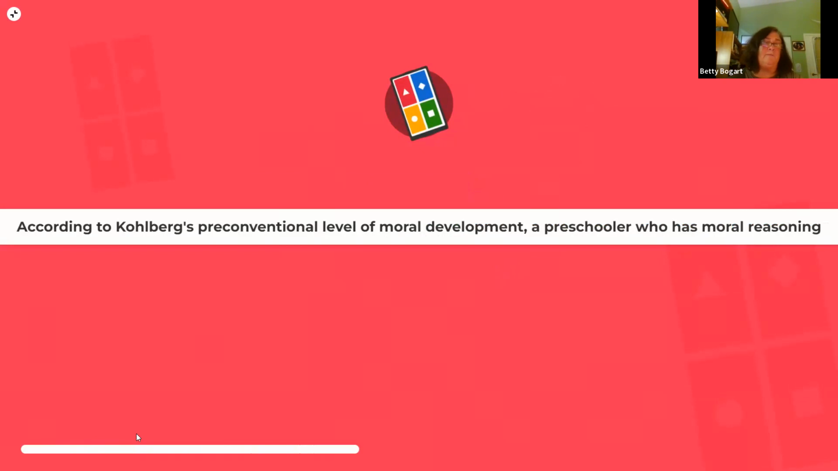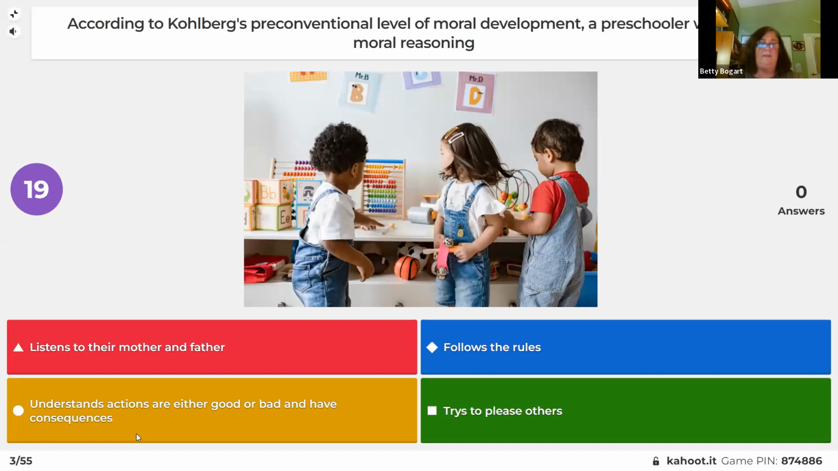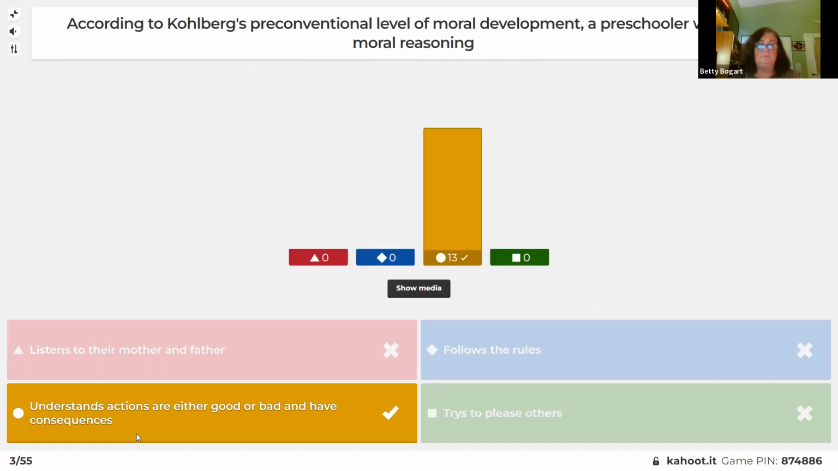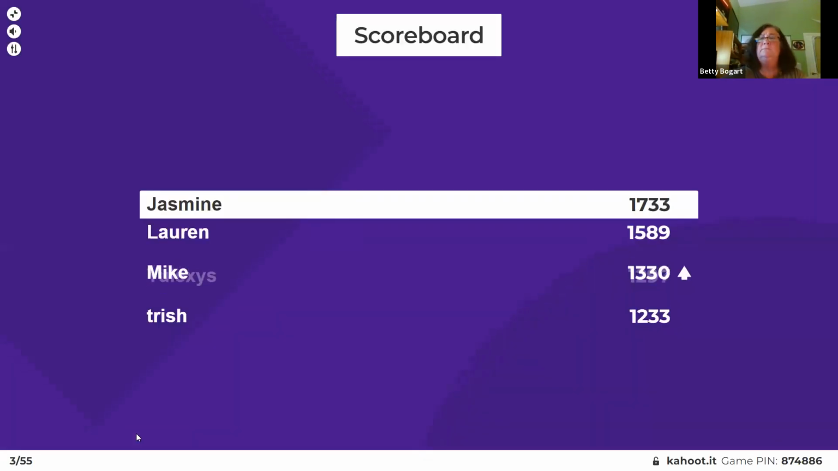According to Kohlberg, pre-conventional level of moral development, a preschooler who has moral reason, what? What did I tell you about Kohlberg? So Kohlberg, if there's good, there's bad, there's right, there's wrong, and there's a consequence for either. Excellent, good job.